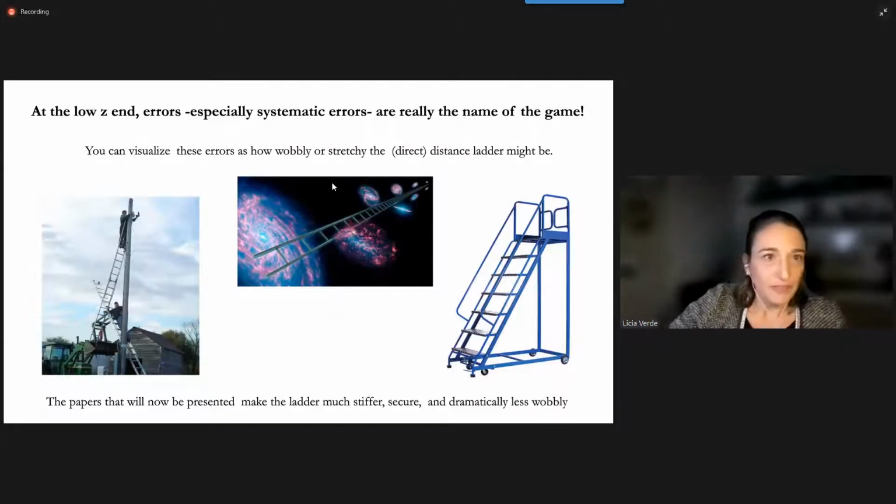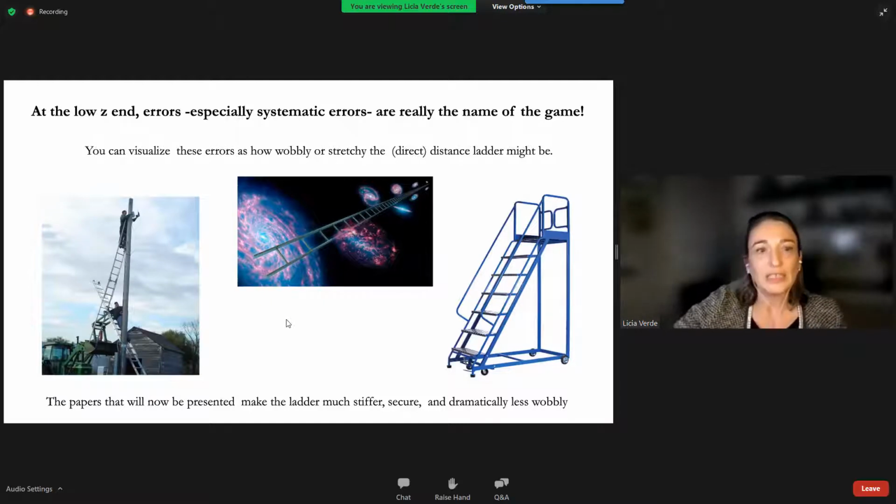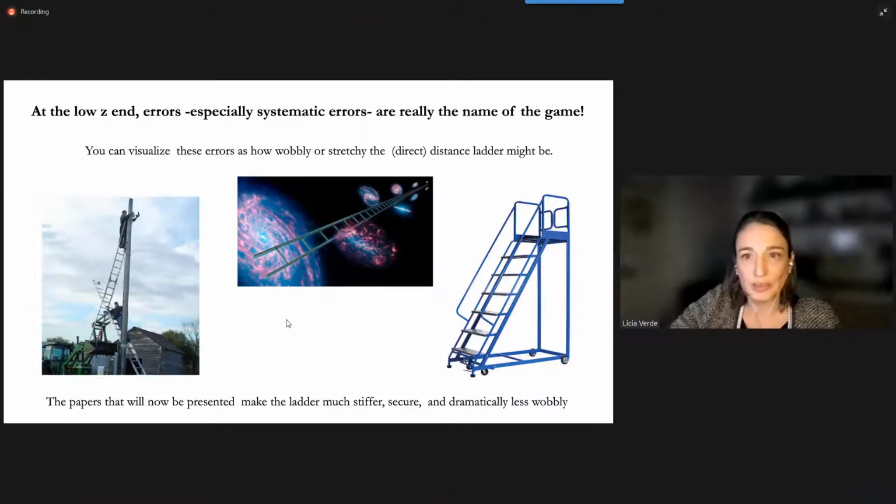at the low redshift end, error, especially systematic error, is becoming the name of the game. You can visualize this error as how wobbly or stretchy this direct distance ladder may be. So I suggest you keep this in mind in the following presentation. The error bar size and the reliability really matter, and you will be able to appreciate the phenomenal amount of detailed work that went into producing the result, the control and propagation of all sorts of error, especially the systematic error.